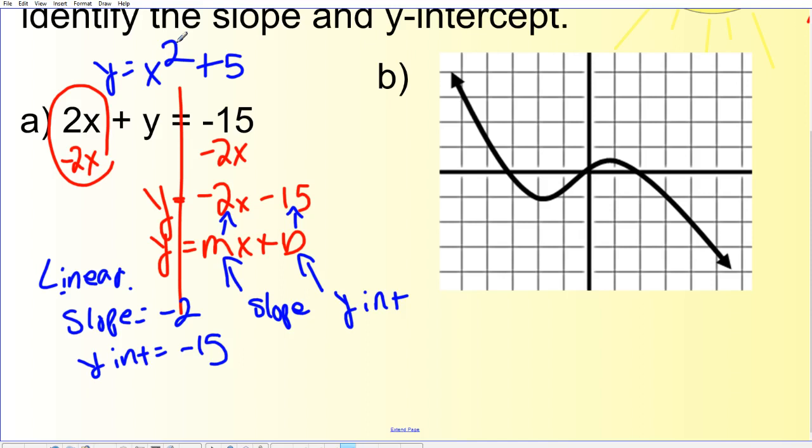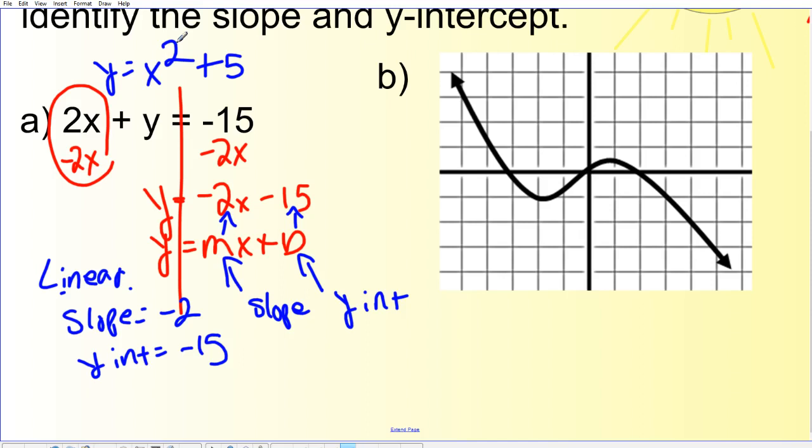Now, there are times where if you put an exponent on the y, sometimes it will be a function that's nonlinear. Sometimes it will just be not a function. But we're not going to get too deep into that right now.